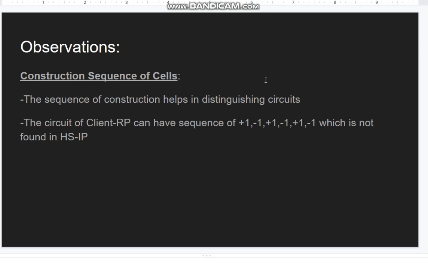Now coming to the construction sequence of cells. Here by construction sequence we mean that there is a string of -1 and +1, where -1 represents the outgoing cells and +1 represents the incoming cells. And it was observed that the sequence of construction of these cells helped in distinguishing the circuits, because in client RP the sequence could be of such +1 -1 +1 -1 +1 -1, which was not found in the HSIP circuits.